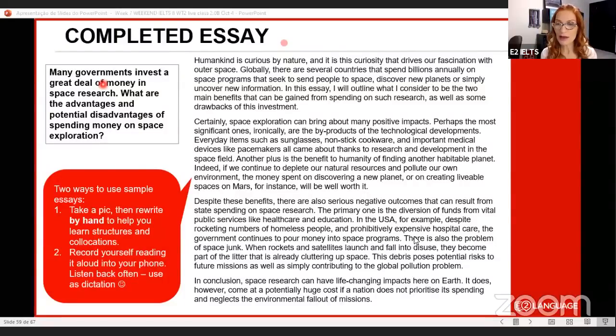Do I need to make one line? Okay, yes, that's a very good point. You should have one space in between paragraphs, definitely. Both in handwriting, paper-based, and computer-based, okay?